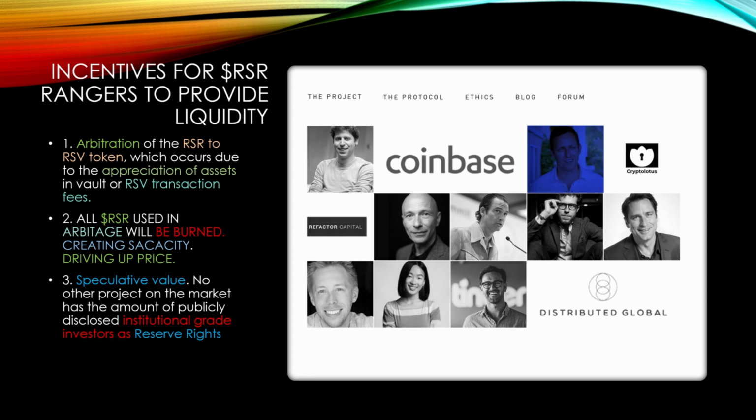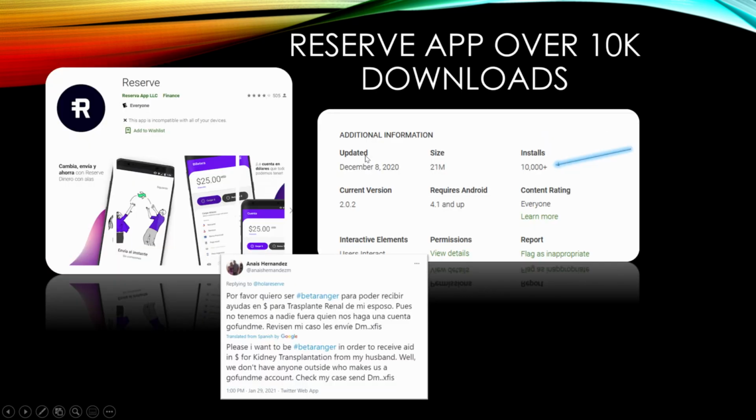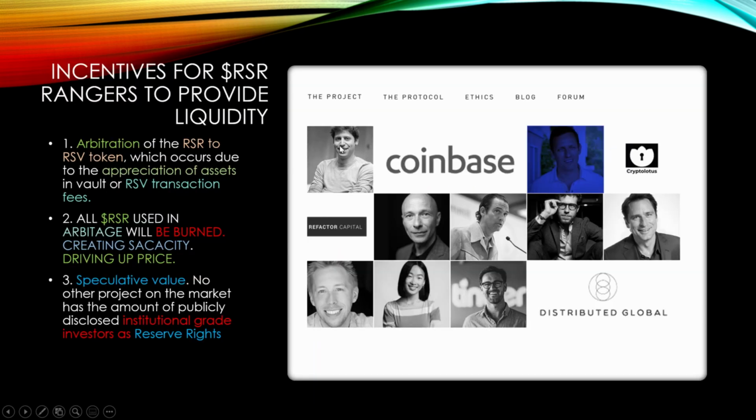Number three is pretty much, I think, everyone's favorite one, the speculative value. Okay, no other project that I know of has this amount of publicly disclosed institutional grade investors. I mean, you have Sam Altman, the president of Y Combinator, and everyone's talking about Reddit nowadays. This guy is the president of the investment firm that angel invested in Reddit.